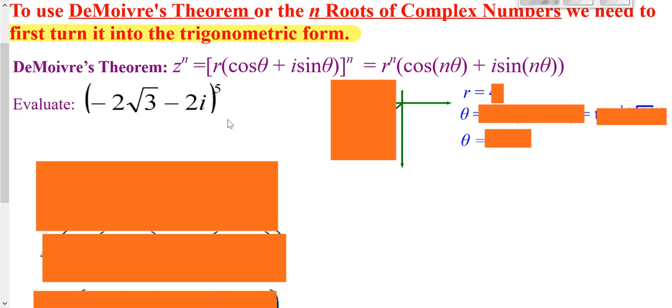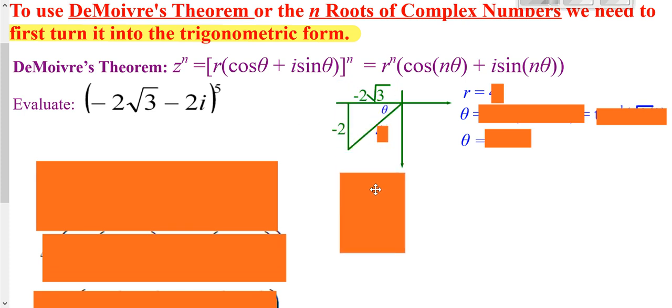So first of all, we're going to put this into trig form. So we're going to draw ourselves a triangle. We're going to go 2 root 3 to the left and 2 down. Remember, in putting it in the trig form, you don't include the i when you go down. It just tells you how far to go up and down. So you could do the Pythagorean Theorem, this whole side squared plus this whole side squared equals r squared. And so we get 4.